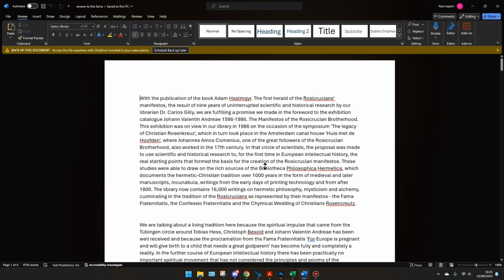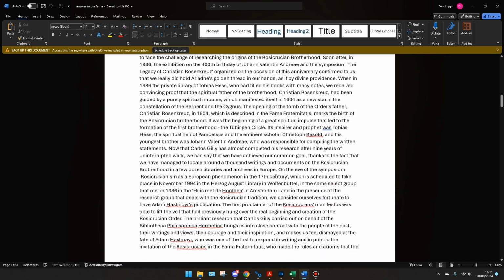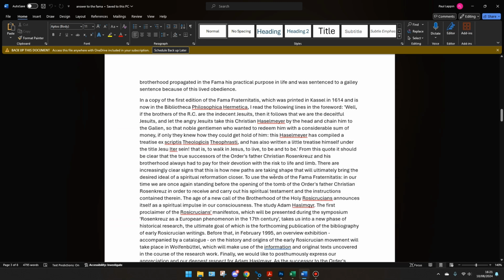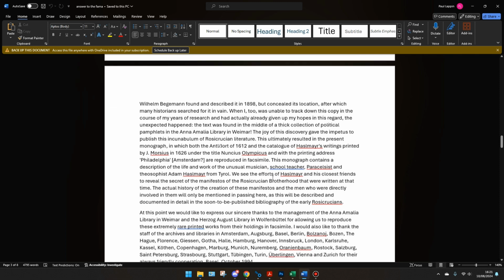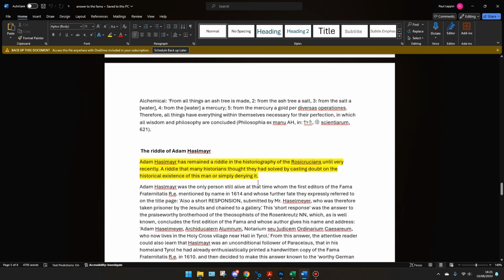Now, I have managed to get Carlos Gilly's write-up about this document. It wasn't just released as a book. He wrote quite a lot about it, and I have slowly been going through it, translating it from the German. But there's just a couple of little things here that I would like to bring up. It's saying here that Adolf Hasselmeyer has remained a riddle in history, especially with the Rosicrucians, until very recently.